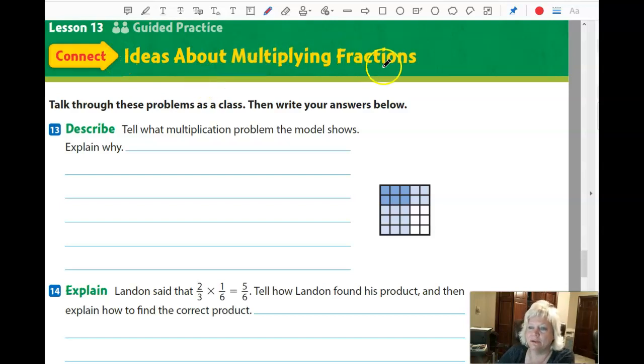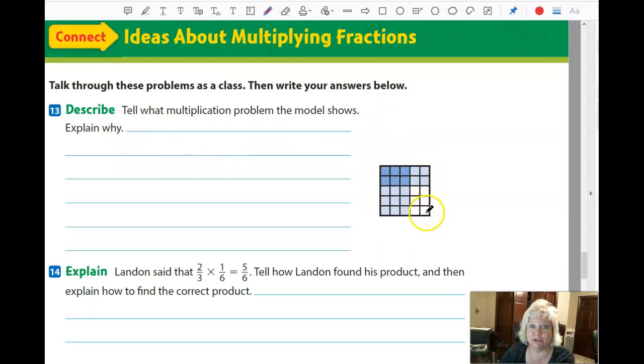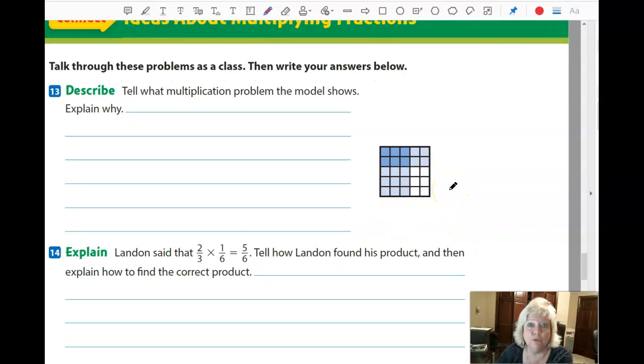Okay, ideas about multiplying fractions. So the first one, now it's giving us a picture. It's not giving us the fractions, it gave us the picture, and it said, I hope you can figure it out. So it says, tell what multiplication problem this model shows. If you remember, columns go up and down, and rows go across, like row, row, row your boat. Okay, so let's look at columns. We have one column, two columns, three columns, four columns, five columns.